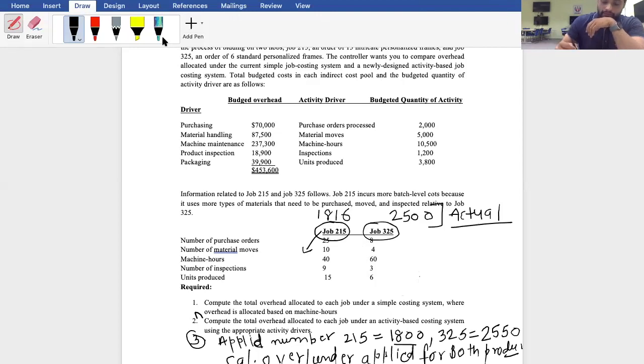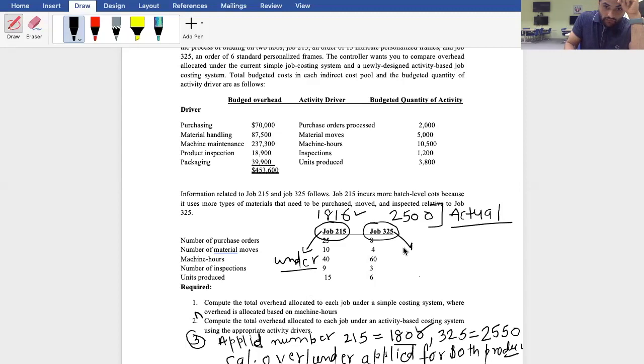Why under applied? Because actual is 1816 and applied is 1800. If applied is less than actual, that means we have under applied, right?